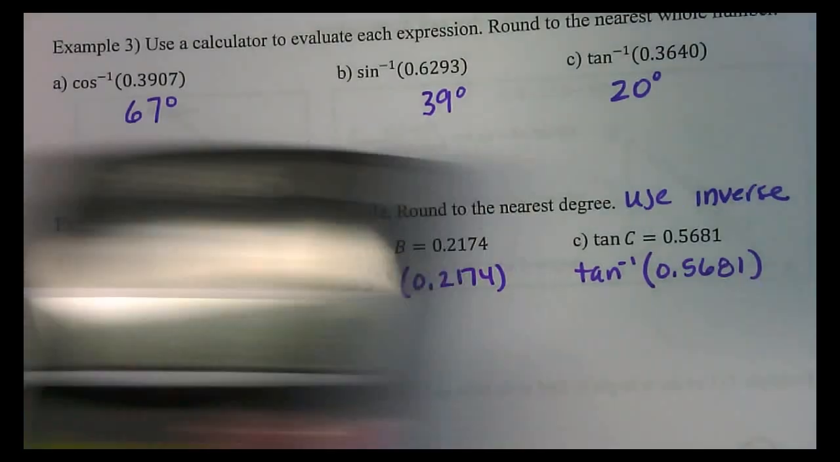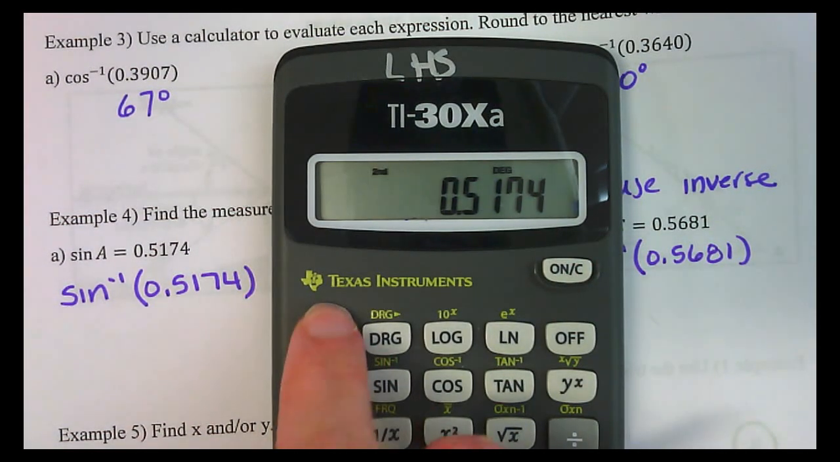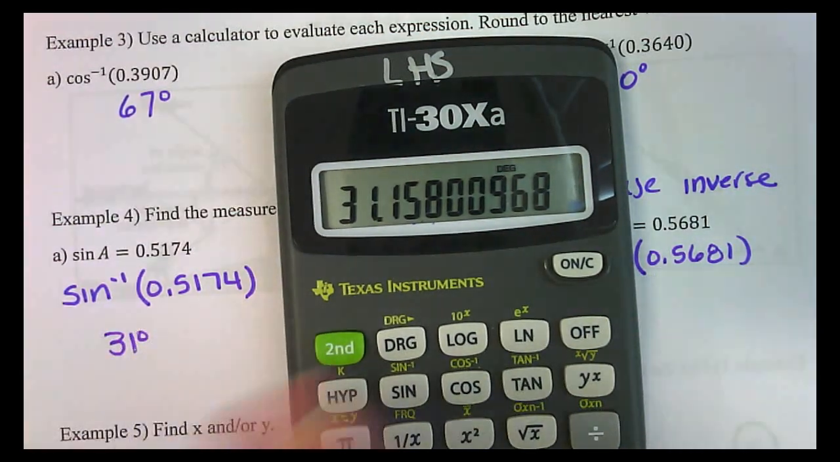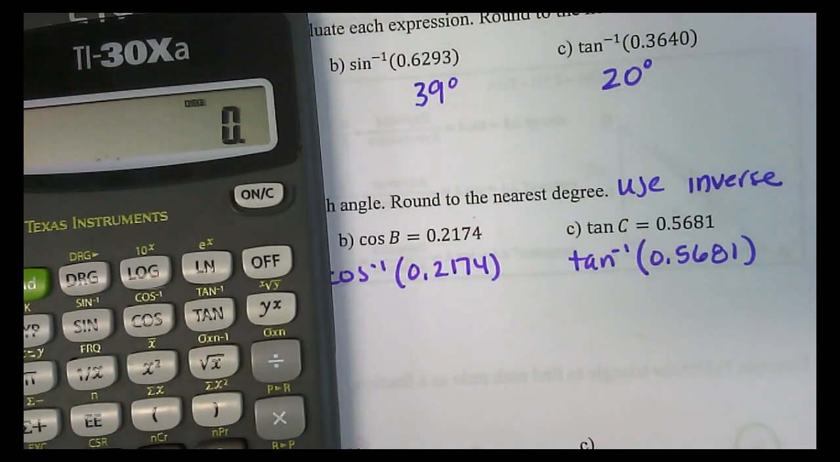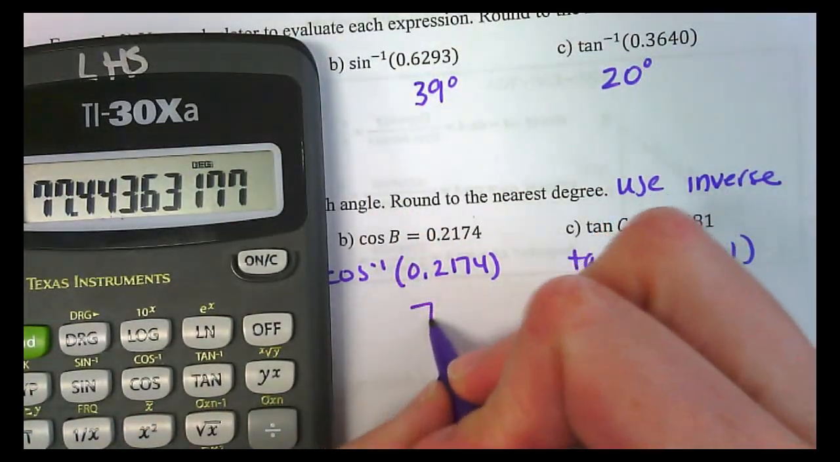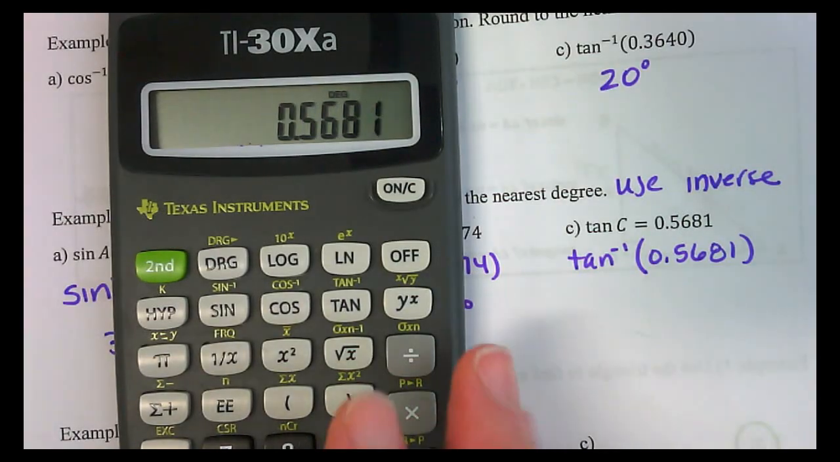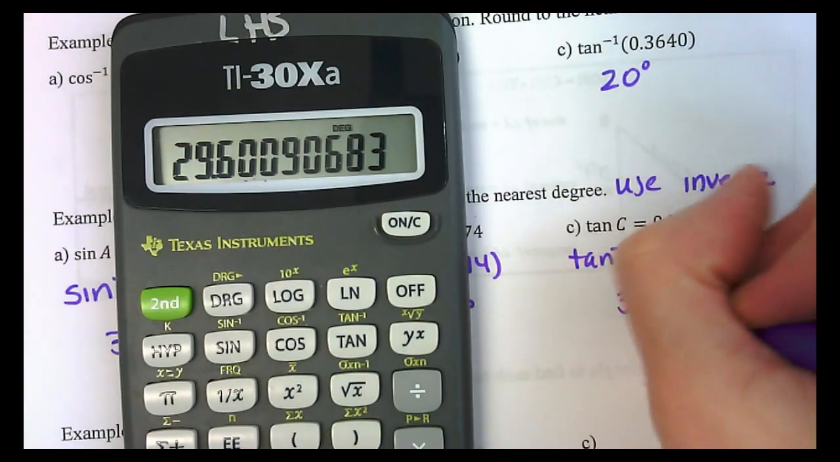Same process. This calculator, we type the number first, and we hit second and our sine button. So this is going to be 31 degrees. For this one, we've got 0.2, and then we're going to do second cosine. We get 77 degrees, and we get 0.5681, and second tangent. So this is 30 degrees.